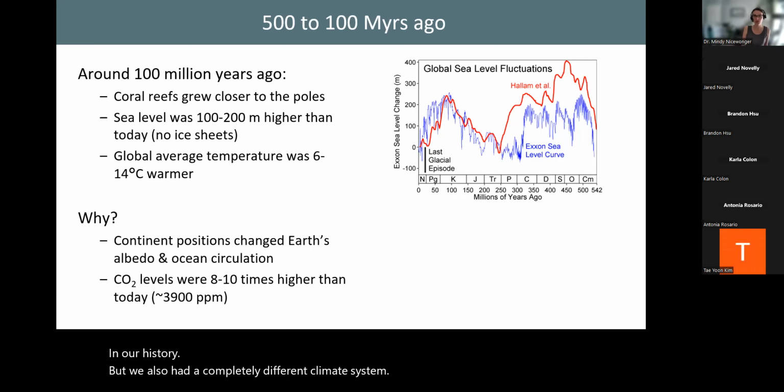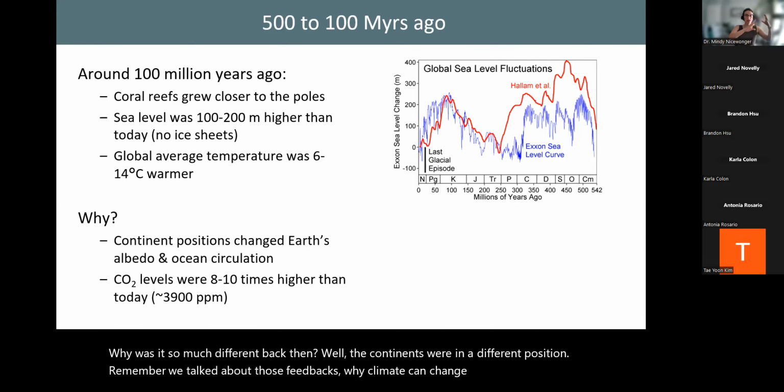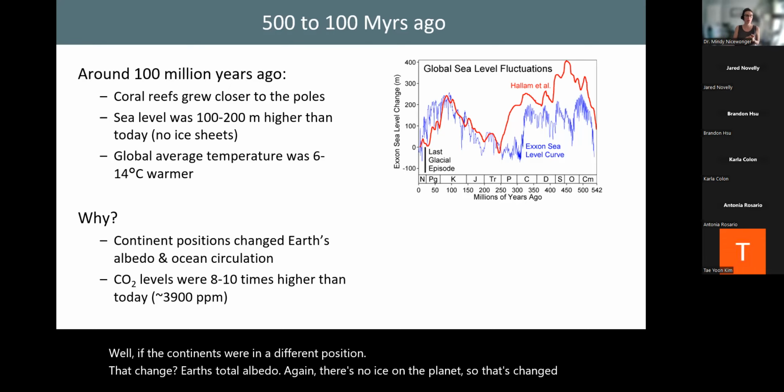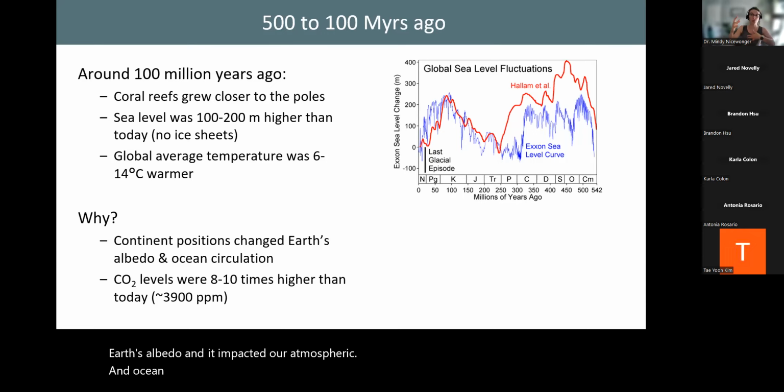We didn't have agriculture like we do today. Agriculture is important because we all have to eat to live. Why was it so much different back then? Well, the continents were in a different position. Remember we talked about those feedbacks, why climate can change? Well, if the continents were in a different position, that changed Earth's total albedo. Again, there's no ice on the planet, so that's changing Earth's albedo, and it impacted our atmospheric and ocean circulation, which is moving the heat around.